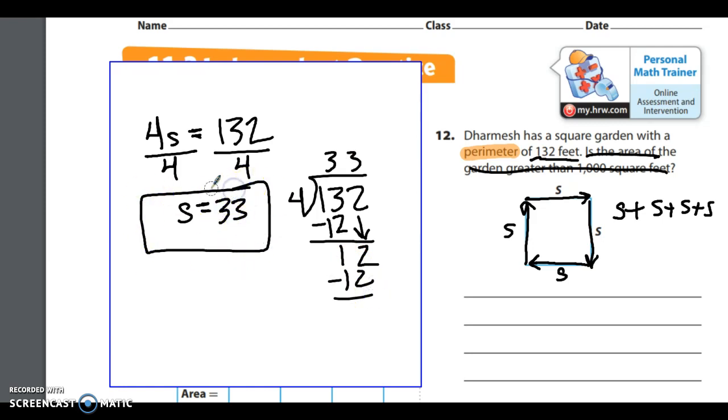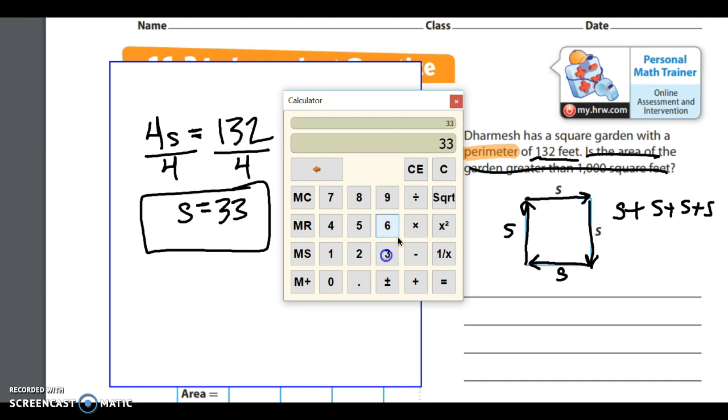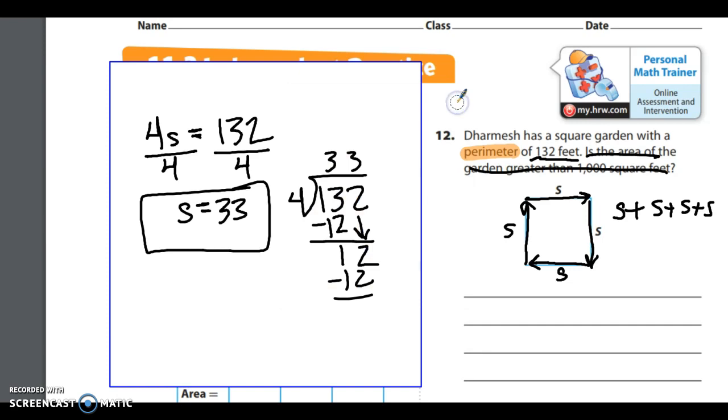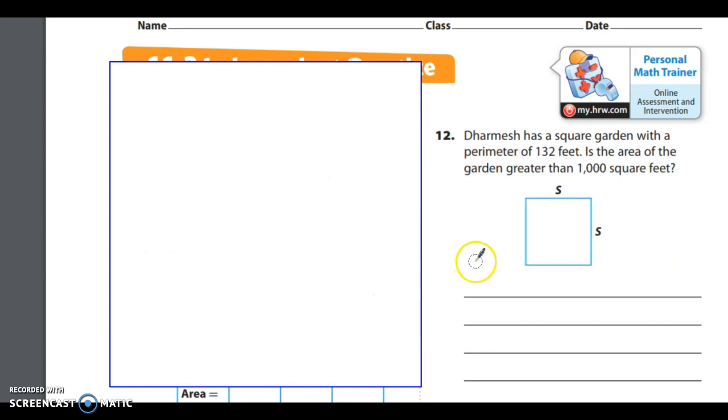And does that make sense? Well, I can check that real quick. 33 plus 33 plus 33 plus 33 is 132. Or 4 times 33 is 132. Perfect. So the first thing we did, I'm going to go ahead and record this. The first thing we did was the formula, or the equation: 4 times S is equal to 132. And S is equal to 33.